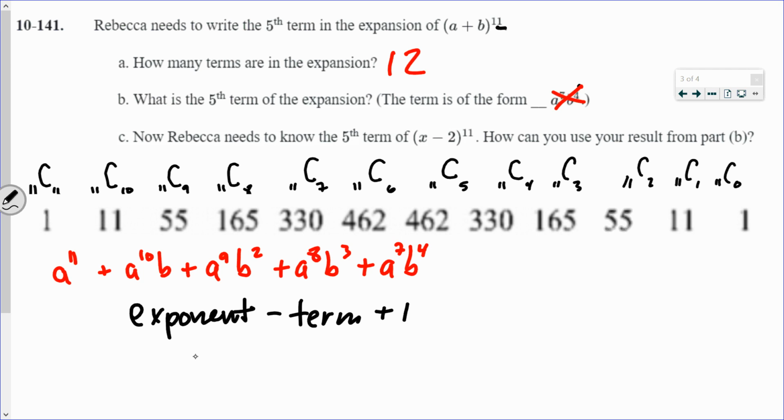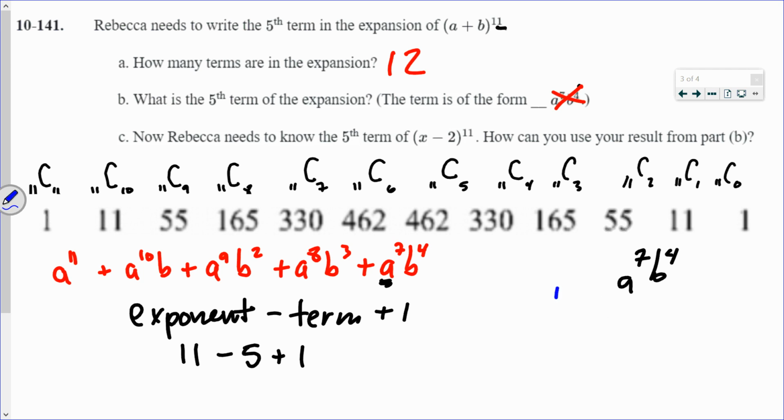So if I take my exponent of 11, I subtract, I want to find the 5th term, and I want to add 1. That's going to find me the exponent of my a value. So in this case, 11 minus 5 plus 1 is 7. 11 minus 5 is 6 plus 1. So I know it's going to be a to the 7th, b, these two have to add to 11 again, b to the 4th, and that will help me find which combination I need to choose.